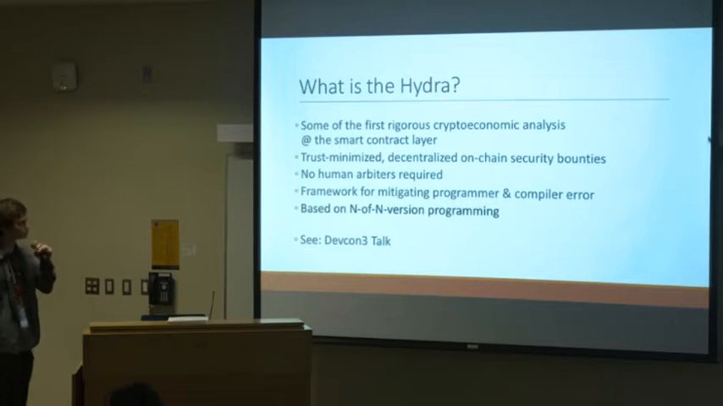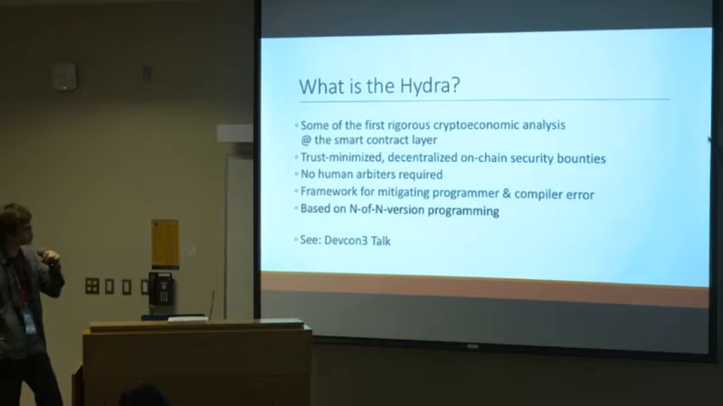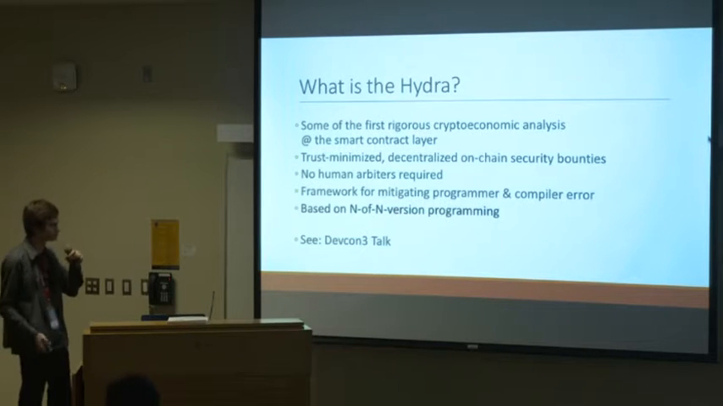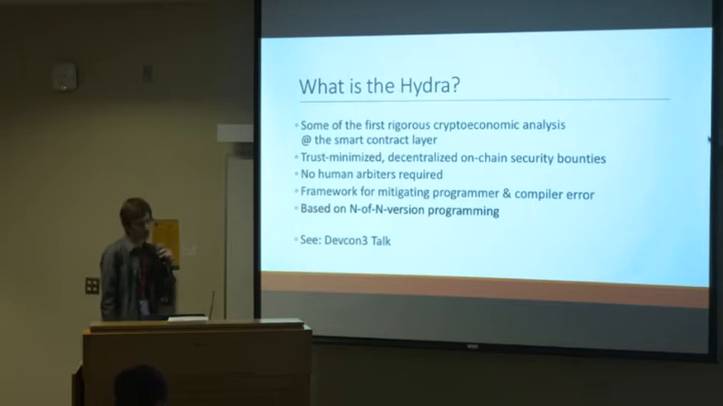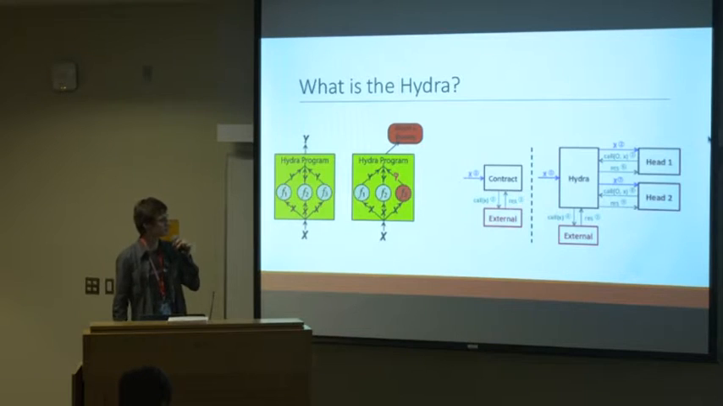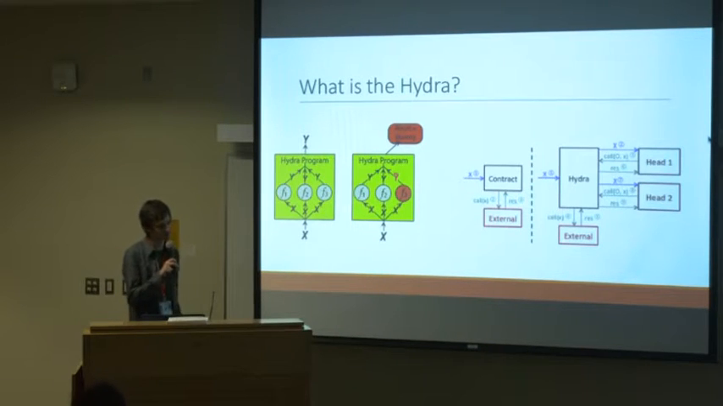And it also allows you to do these trust-minimized, decentralized on-chain bounties without any human arbitration required, without any subjectivity in the payment, without any trust required to trust the person to pay you or say it was a valid bug. It's based on this old 80s idea of N-version programming. I'm happy to discuss with you how it's different from standard N-version programming.